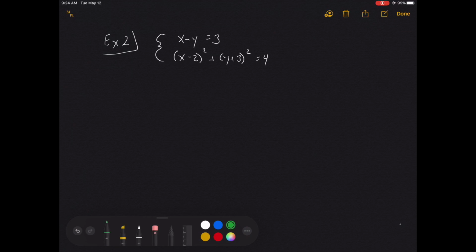The top one is x minus y equals 3. Both variables are only raised to the first power, so we know that that's a linear equation. That's just a line. The bottom equation, hopefully you recognize that form. That form is the form of a circle, with a center of 2, negative 3 and a radius of 2. But ultimately, the idea is that it is a circle. So a line can intersect a circle.